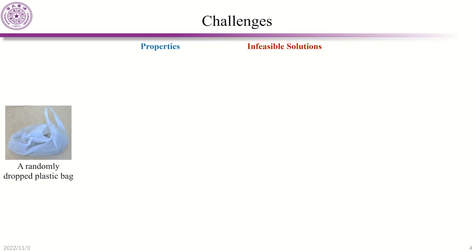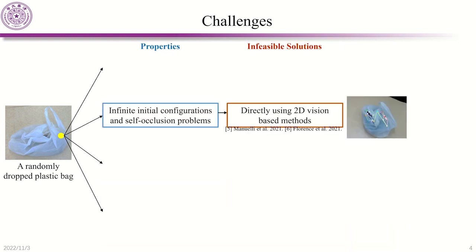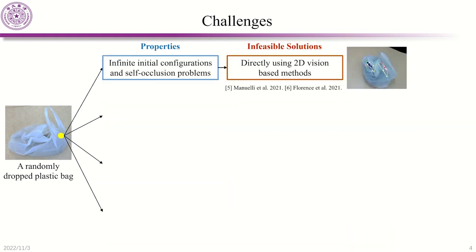What are the challenges of this task? We point out that the challenges come from the physical properties of the plastic bags that make prevailing methods infeasible. First, the infinite initial configurations of plastic bags and the self-occlusion problem of the randomly dropped plastic bag make directly using 2D vision-based methods infeasible. This is a key point detection result in our paper that is performed at the initial configuration. We can see that the skeleton direction results are not accurate.